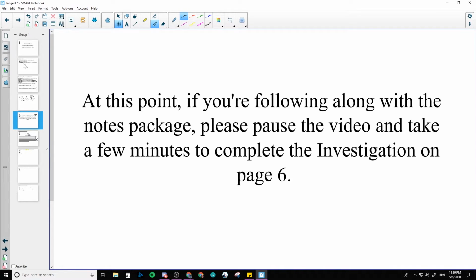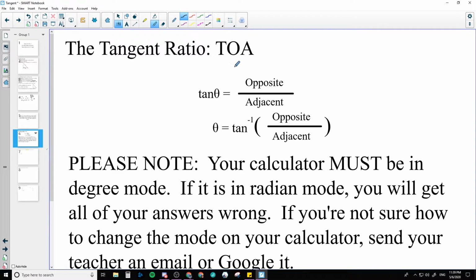All right, I've assumed that you've done that investigation and that we can move forward. So we're dealing with the tangent ratio. Like I said, TOA. And the reason why it's TOA, T-O-A, is tangent equals opposite over adjacent. And this is the structure of all of the basic trigonometry ratios. So it always goes 1 theta equals 2 over 3. 1, 2, 3. Tan theta equals opposite over adjacent for tangent.